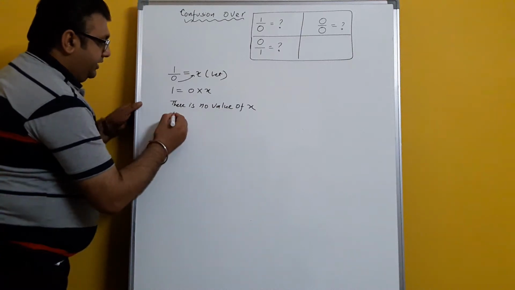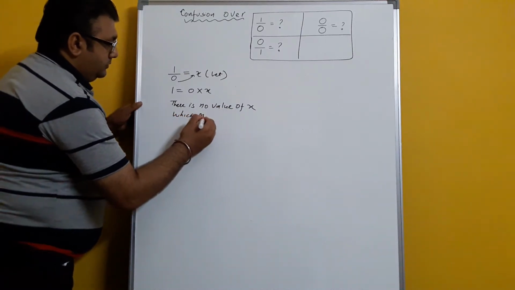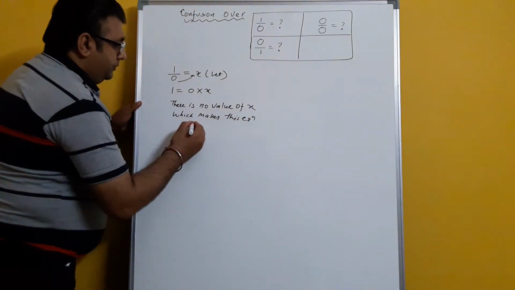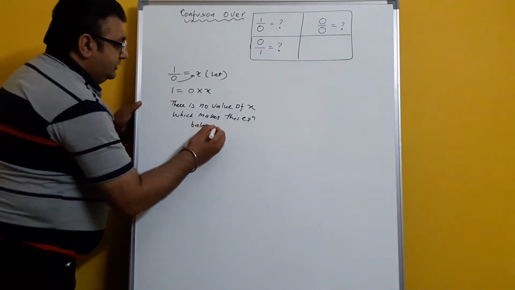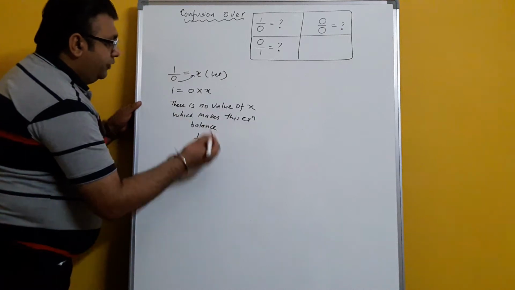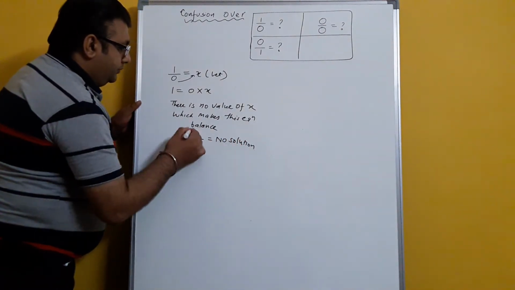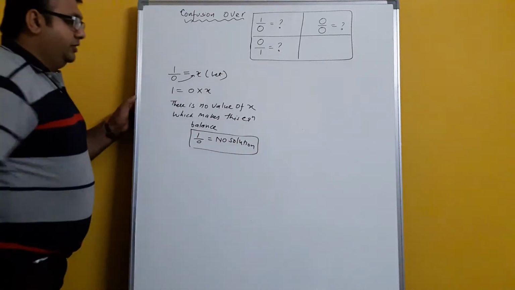There is no value of x which makes this equation balanced or equal. So we can say that 1 by 0 has no value of x, so this is no solution. It's quite simple. We can say that 1 by 0 is no solution.